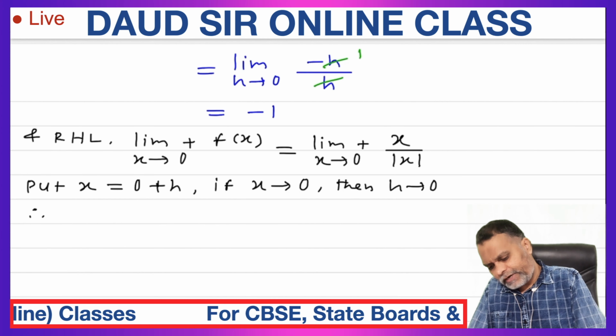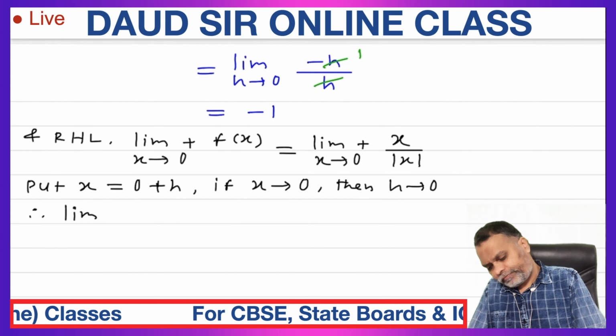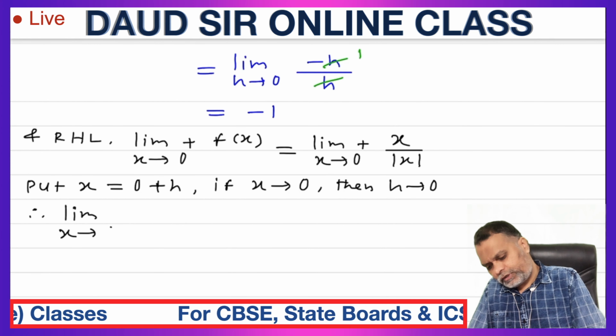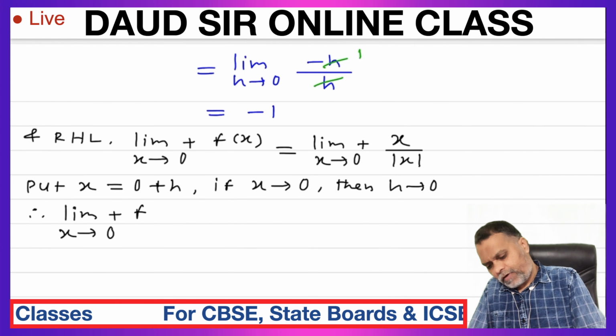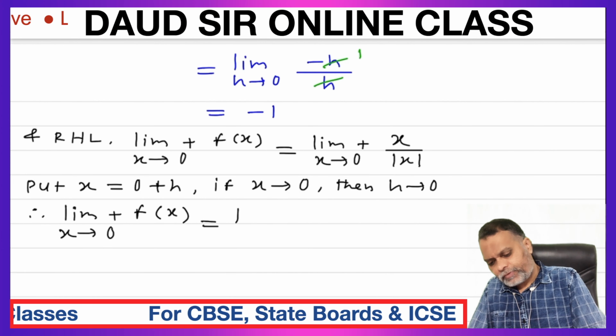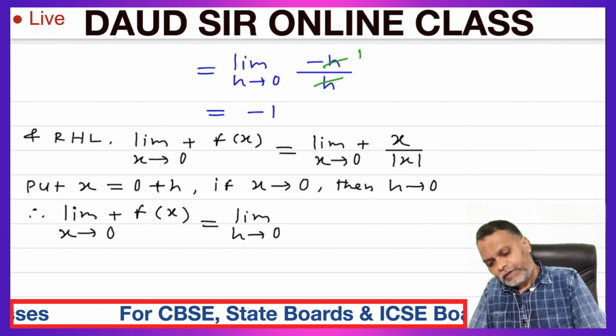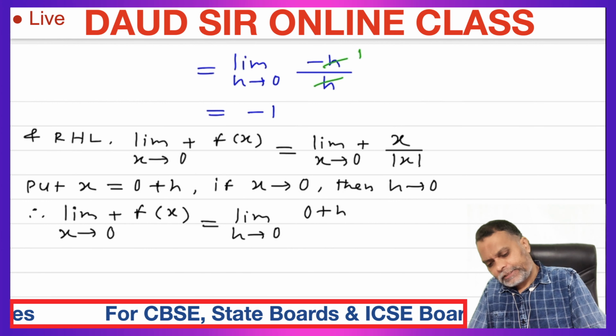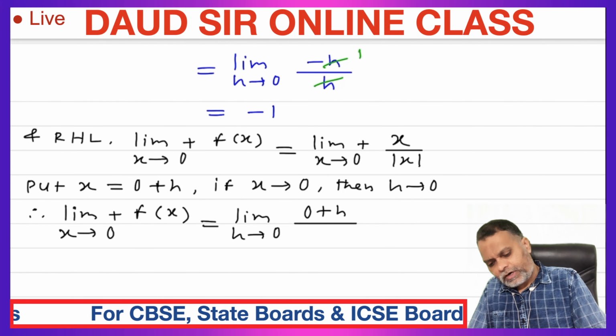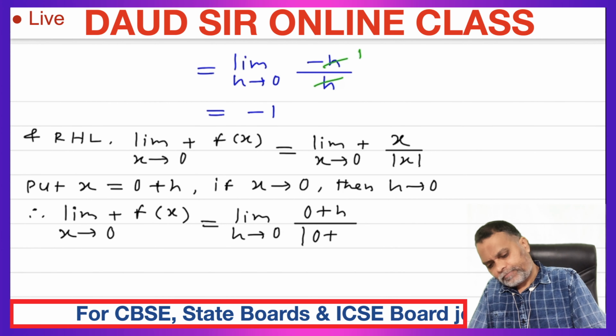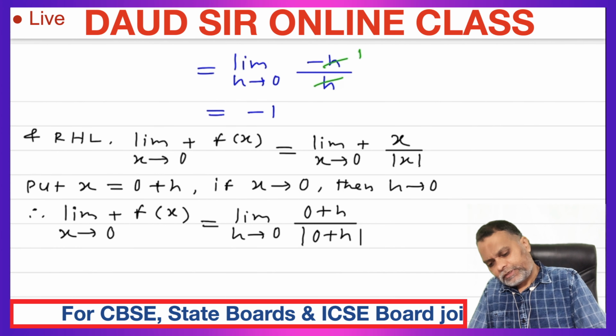Therefore the right hand limit will become limit x tends to 0 plus f of x is equal to limit h tends to 0, x is equal to 0 plus h upon mod of 0 plus h. Simplify this.